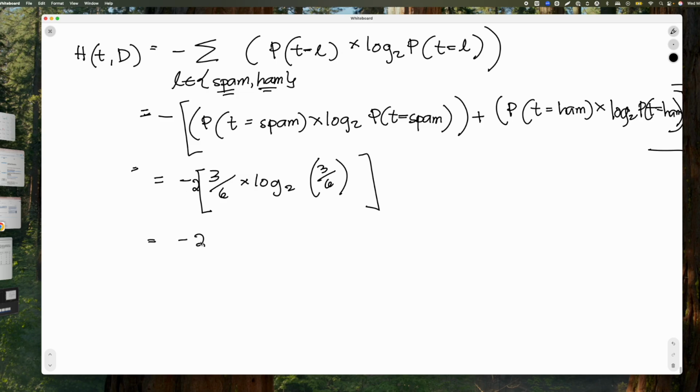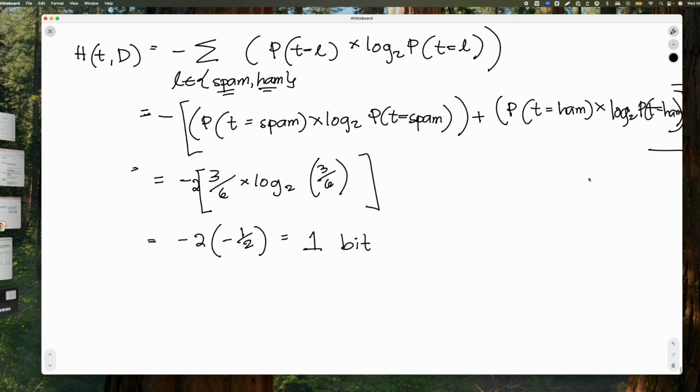Okay, so we have 2 times 3 over 6 times log of base 2, 3 over 6. That is negative 1/2, or positive 1. That's 1 bit. So this is the highest number. It has a high entropy for this one.